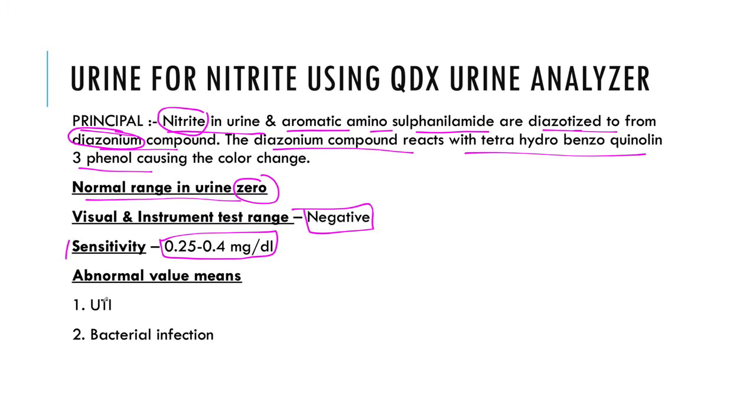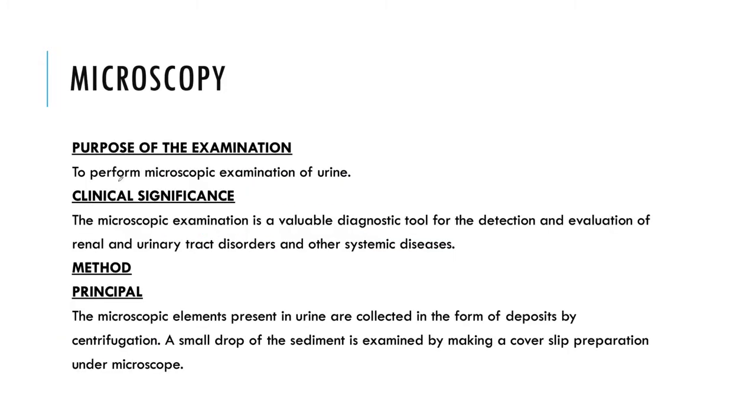And the abnormal value can usually be seen in two cases: urinary tract infection and bacterial infection in the urinary tract. Then only can nitrite be present in the urine. So this is up to the last part of the chemical examination. And today we are going to start with the new topic, that is the microscopic analysis of urine also.